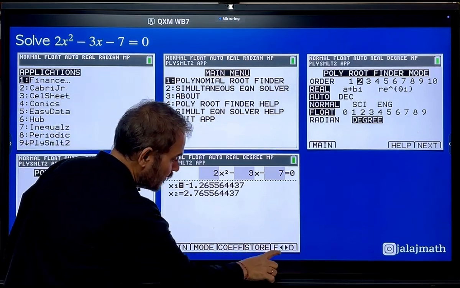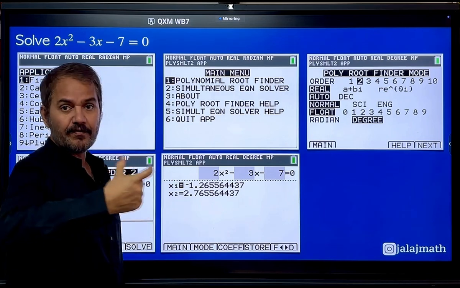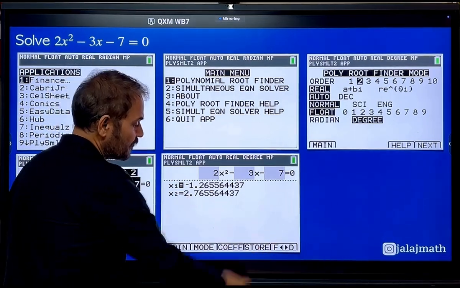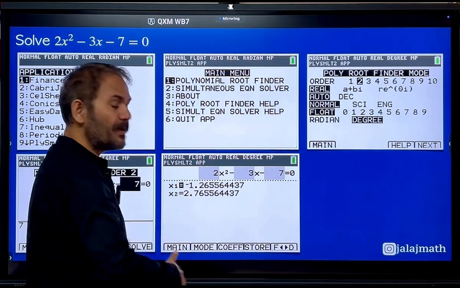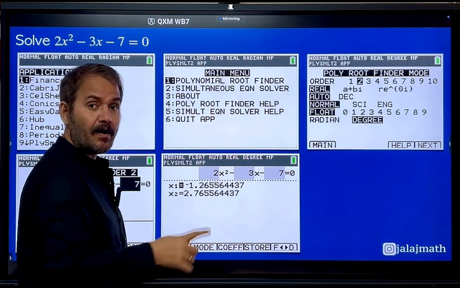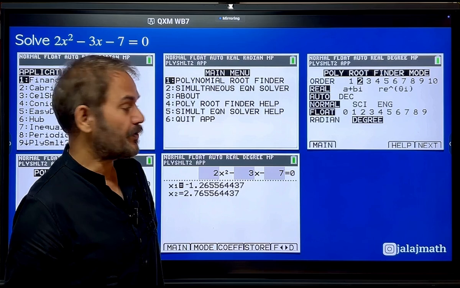Now do you see this button in the corner, F<>D? It is to convert between fraction and decimals. Now this is in decimal. If you press this, in this case nothing will happen because this number cannot be expressed as a fraction. So your answers here are basically irrational roots. This equation has irrational roots.